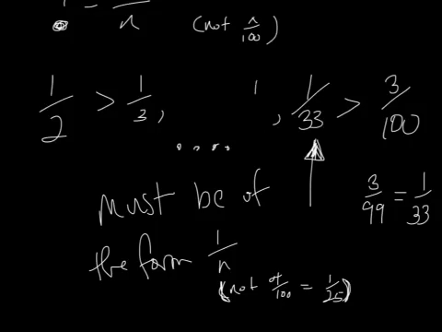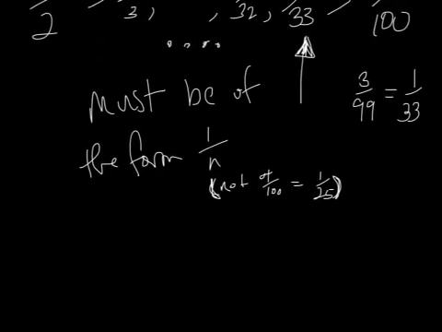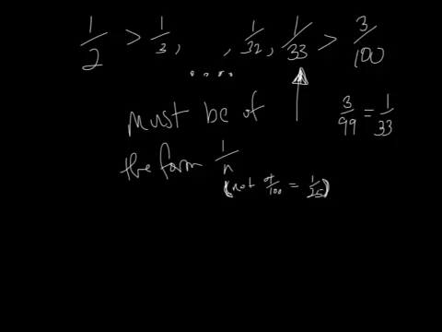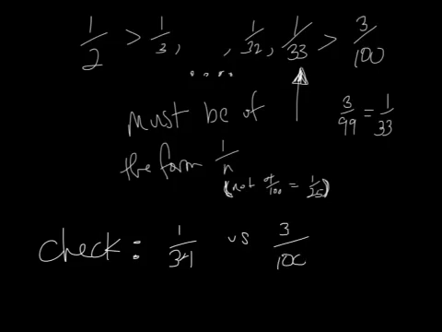Okay, so then we've got 1 over 32. And let's just check that 1 over 34 is in fact smaller. Checking 1 over 34 versus 3 over 100. How would you check that?